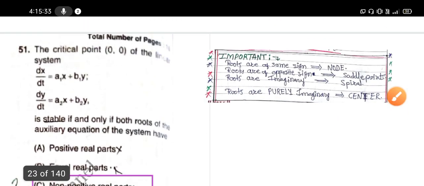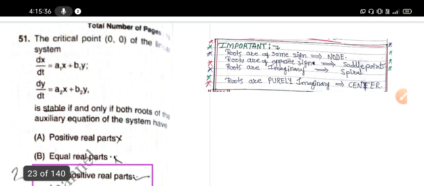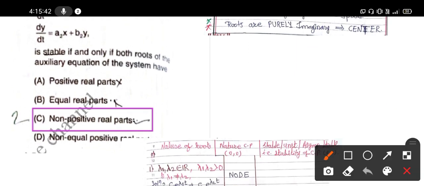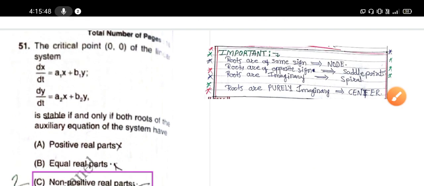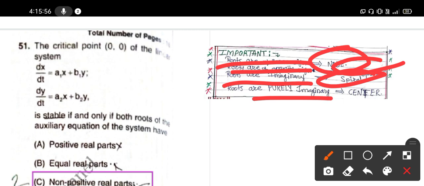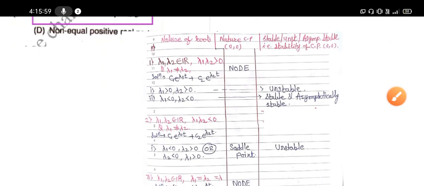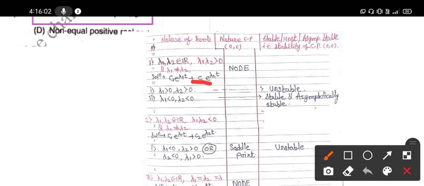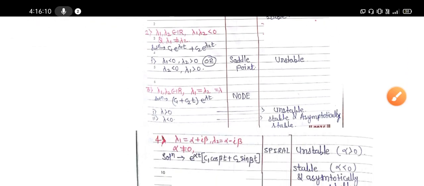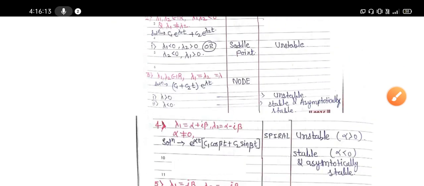Next question. The critical point 0, 0 of the linear system. Here two equations are given, and it is stable if and only if, with four options given, and one important result. If the roots are of the same sign, then it is a node. If the roots are of opposite sign, saddle point; imaginary, spiral; purely imaginary, center. And the next one: if lambda 1, lambda 2, that is the roots, are greater than 0, unstable; if both are less than 0, then stable. Based on this result, you can take a screenshot of this.